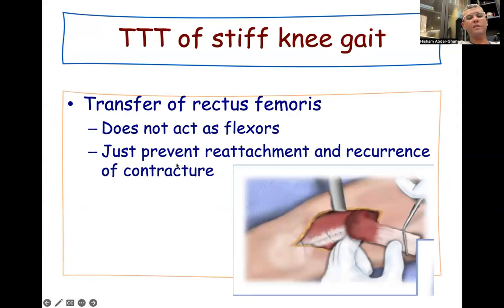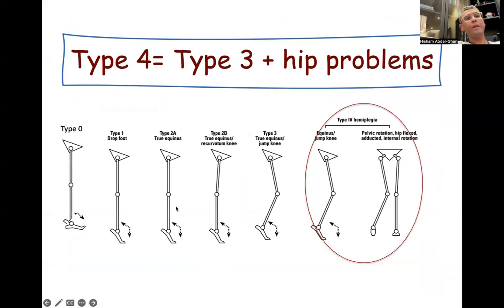in these cases is to transfer the rectus femoris. Transfer whatever you like, it will not be a flexor of the knee, but the transfer is to prevent recurrence of the deformity, because release only has the same effect as transfer during the first year after surgery, but has a high rate of recurrence of stiff knee gait because the muscle reattaches again.